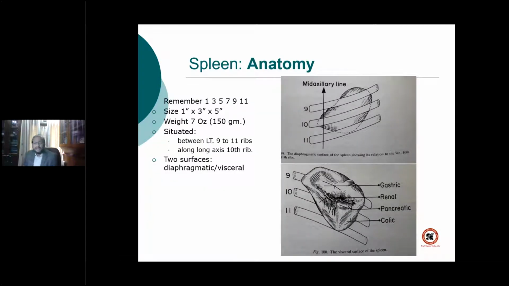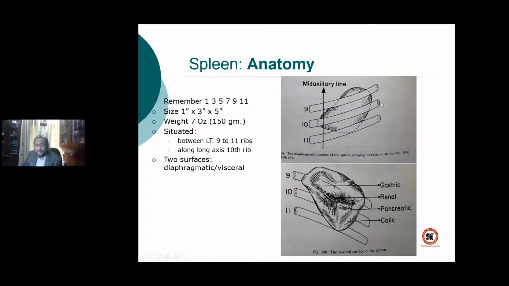Now, coming to the anatomy, you have to remember the odd numbers. Remember 1, 3, 5, 7, 9, and 11. I hope you are remembering this from your anatomy lectures. 1, 3, 5 denote the size in inches. The 7 is the weight in ounces, which roughly translates into 150 grams in metric units. It's situated between the 9th and the 11th rib. See the situation, the 9th and the 11th rib, and the long axis is along the 10th rib. So that accounts for 1, 3, 5, 7, 9, and 11.